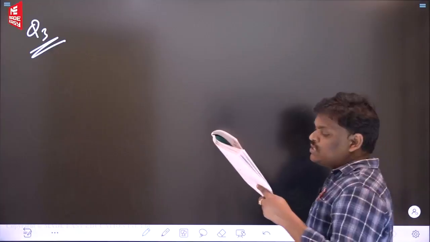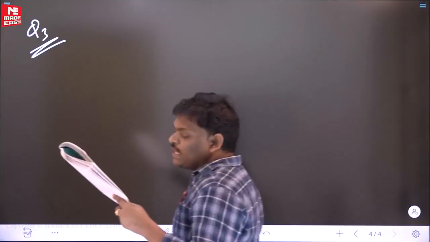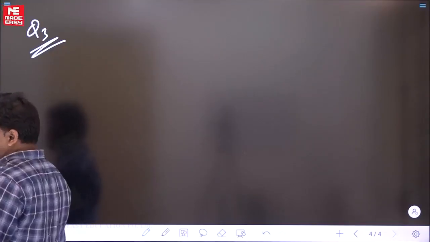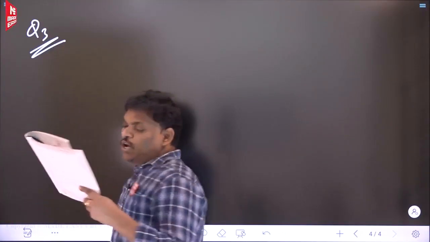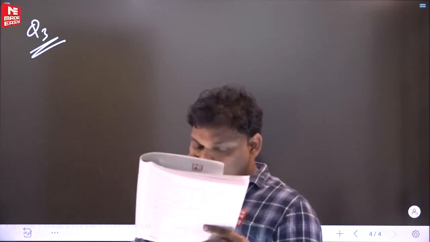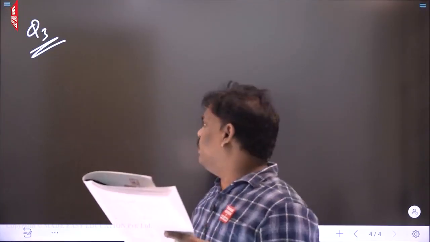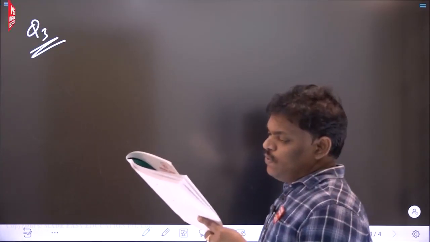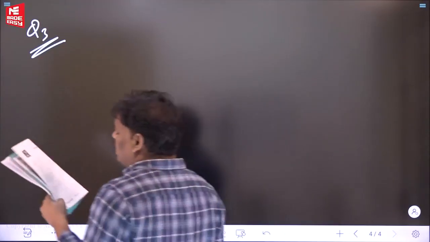If all permutations are equally likely, what is the expected number of inversions in a randomly chosen permutation of 1 to n? Now he is asking what is the expected number of inversions in a randomly chosen permutation of 1 to n. See the answer for this.